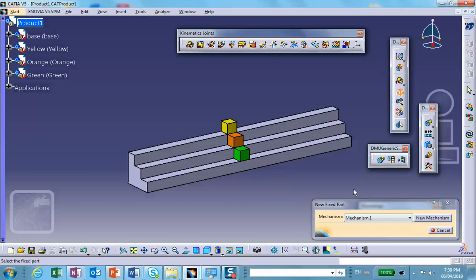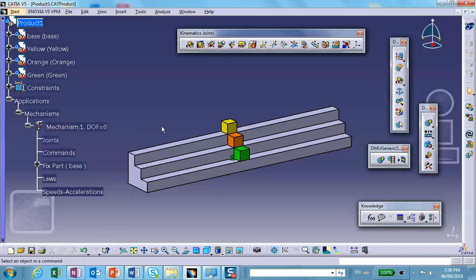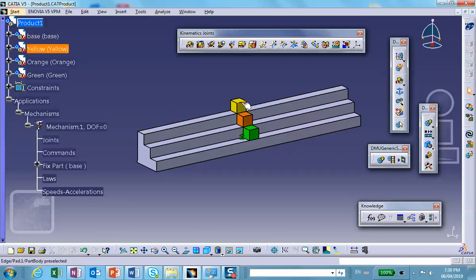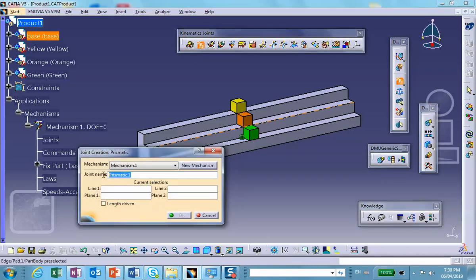And then you select the base. This is the base, and it's going to anchor it for you. Okay. Notice that the anchor sign is right here. You can see that. All right. Okay. Let us create the prismatic joint for the yellow one. So I'm going to create a prismatic joint, and I'm going to call this thing yellow. Let me call it yellow prismatic. I'll just call it yellow. How about that? Okay. Yellow.